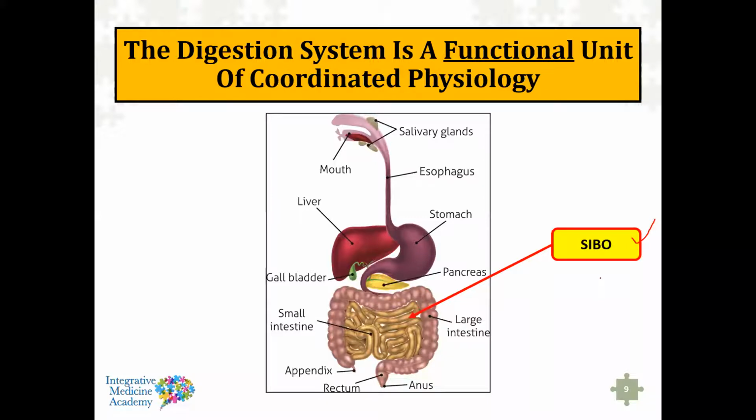But we know that SIBO or irritable bowel is a much more complicated problem than just taking an antibiotic for it, because it actually involves the understanding of digestion from the mouth all the way into the large intestine: how we eliminate, how we digest, how we break our food down, how we absorb, how the liver is connected to the pancreas, is connected to the small intestine, is connected to the large intestine. If we can understand how it's supposed to function, we can oftentimes get better results with our patients.